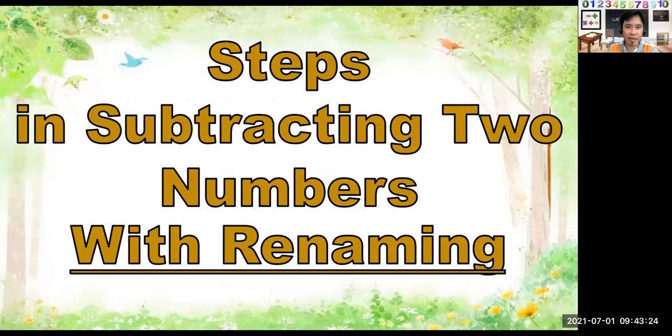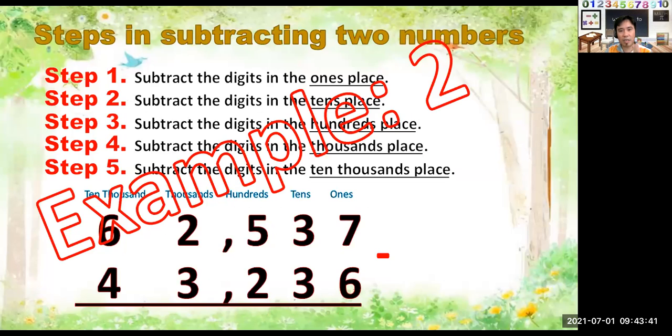Now, here are the steps in subtracting two numbers with renaming. Again, steps in subtracting two numbers with renaming. Same steps, but there are some differences. Now, example number two. We will change the number. Let's say, for example, 62,537 minus 43,236. Here we go.